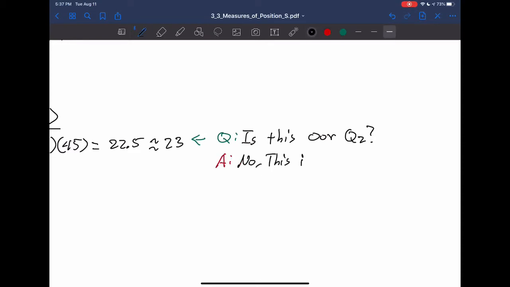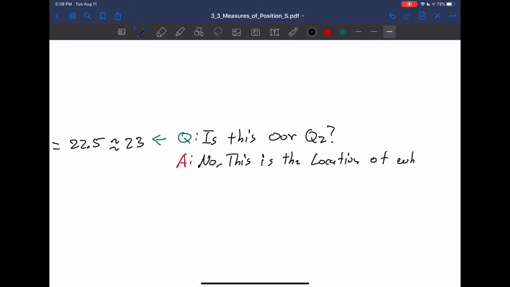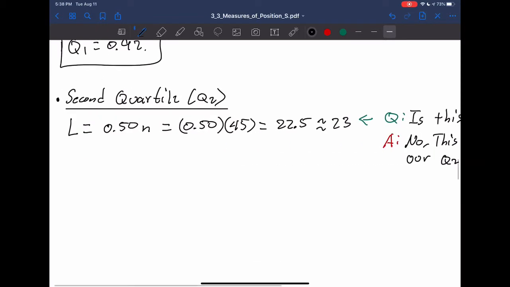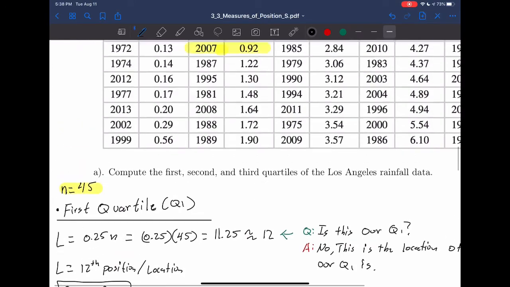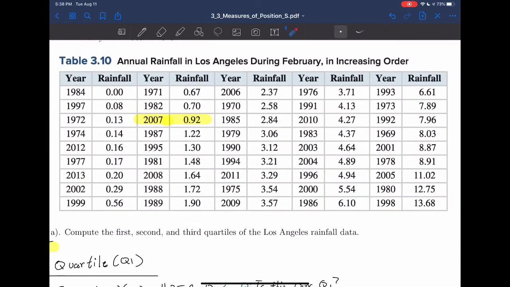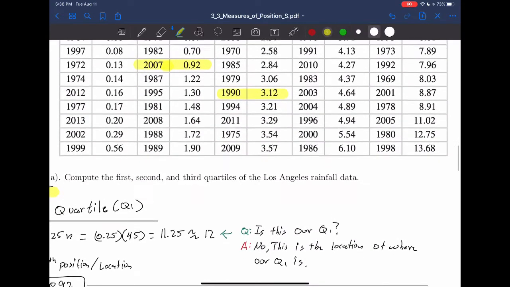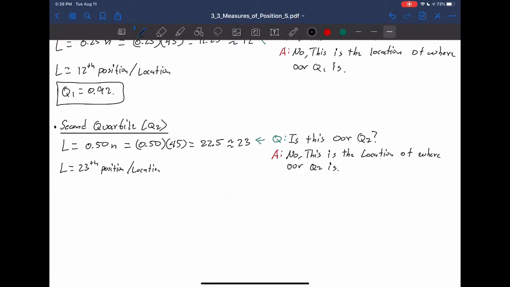This number represents the location or the position of our second quartile. Again, this is a very common mistake, so just be aware of it. So you can say that L is your 23rd position or location in your data set. So you go up to your data set and count the 23rd number. In this case, it is 3.12. So 3.12 is your second quartile.